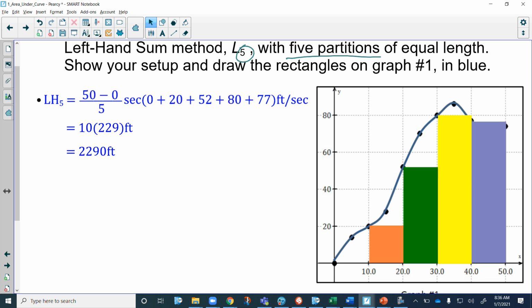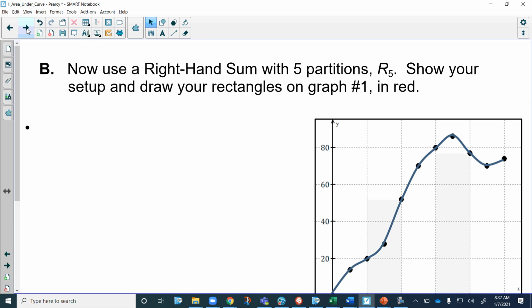Now again, the area of the approximation is 2,290 units squared. But remember, if you're thinking about velocity, putting it in terms of an application, if you take some time and you take some speed, even if you're just walking, that's going to translate into distance moved. And in this case, that's what it means. The area under the curve represents the distance that the car traveled over that time interval of 50 seconds.